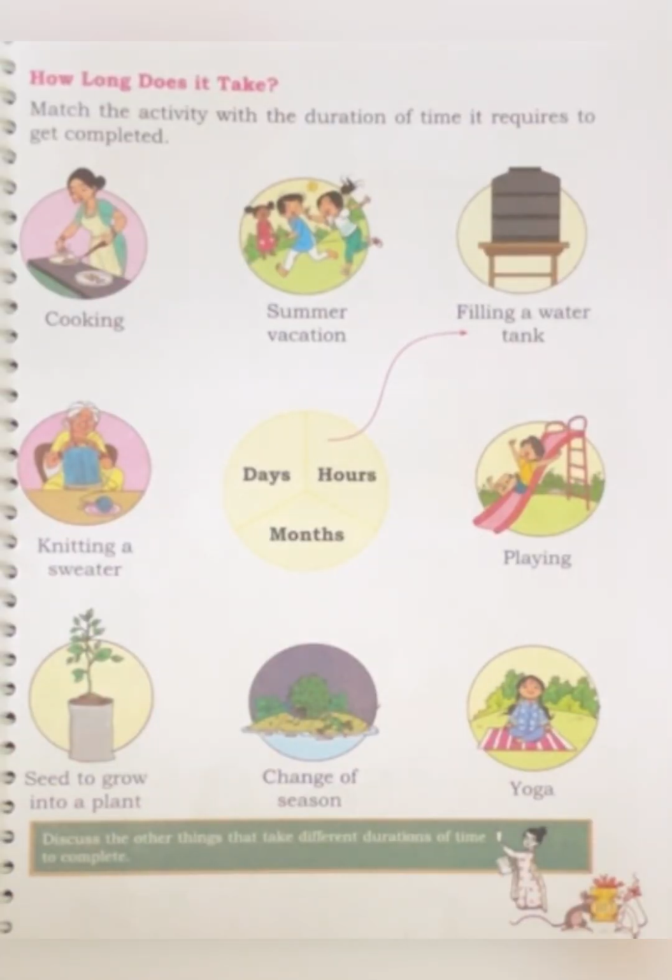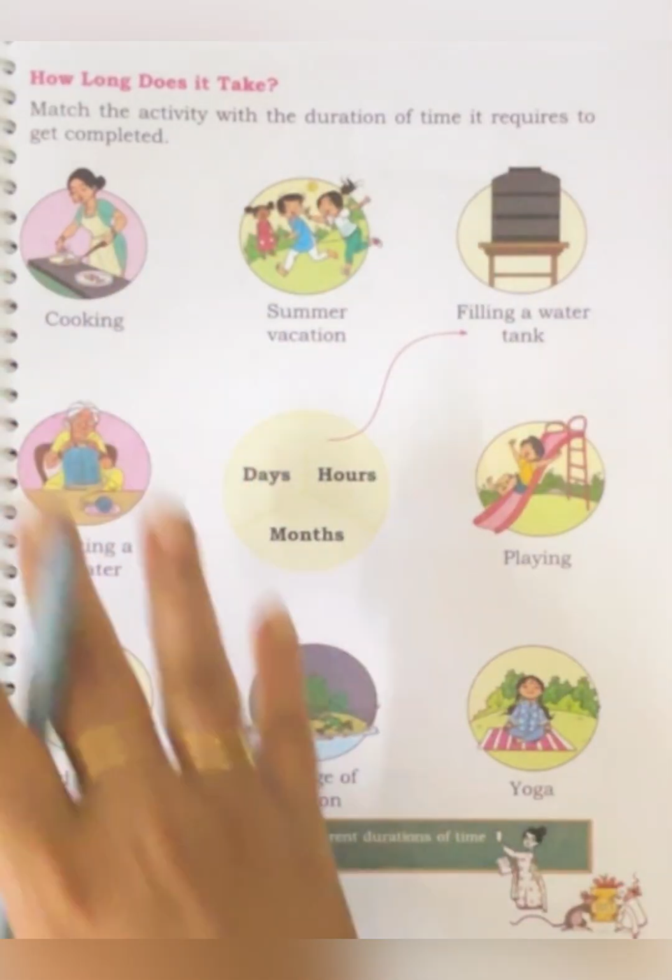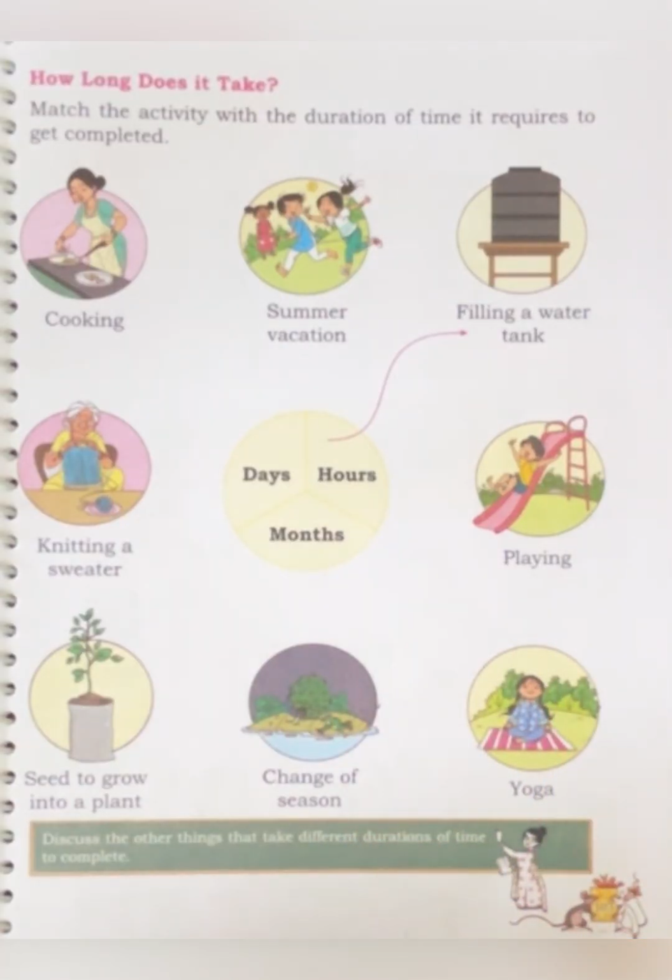How long does it take? Match the activity with the duration of time it requires to get completed. See, children, they have given a few activities here and we have to tell what is the duration it takes to do this activity. Will it take days, hours or months? We need to think and do it. Okay.